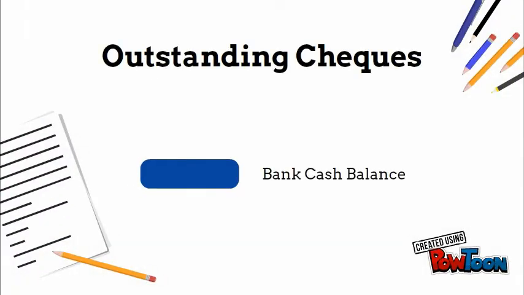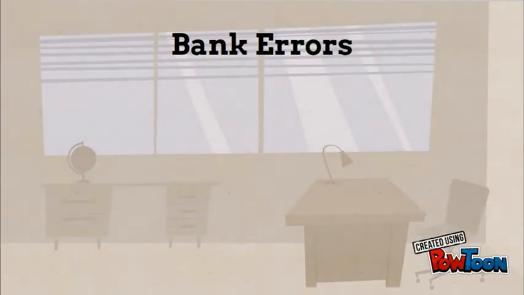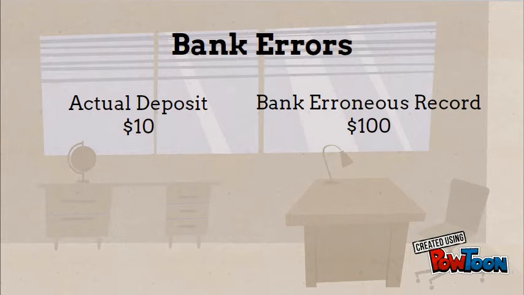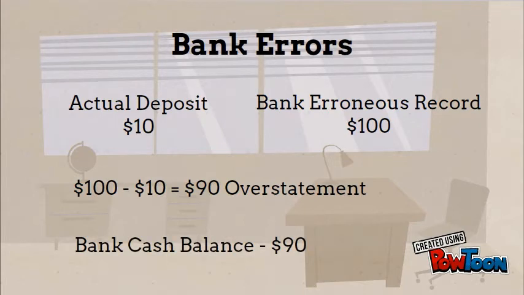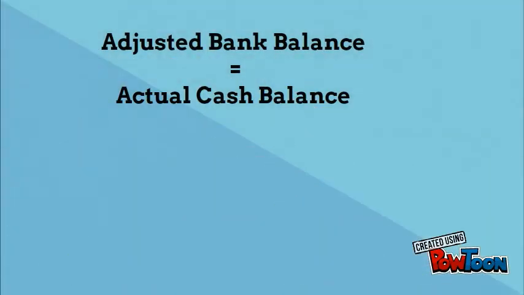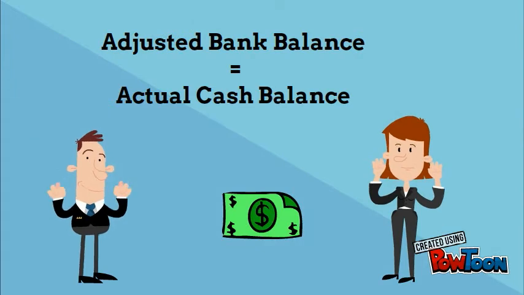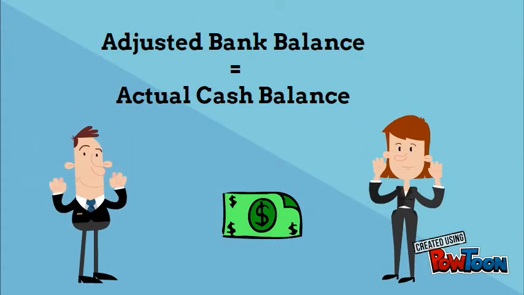The bank can also make errors. For example, suppose a bank wrongly records a $10 deposit as $100. The bank balance is overstated by 90 and should be decreased by 90. Once these adjustments to the bank balance have been made, the adjusted bank balance should equal the actual cash balance to be recorded on the statement of financial position.